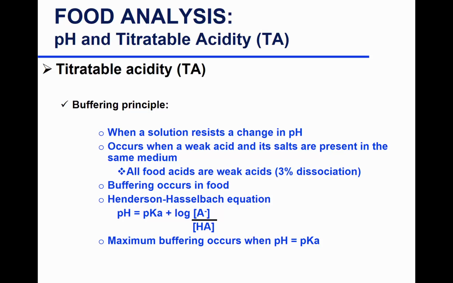Maximum buffering capacity occurs when pH equals pKa. We asked earlier, what is the pKa? pKa is the pH when you have equal concentration of dissociated and non-dissociated acid. So when this is equal to this, you have log of 1. Log of 1 is 0, and that's when pH equals pKa. That's the optimum or maximum buffering capacity.